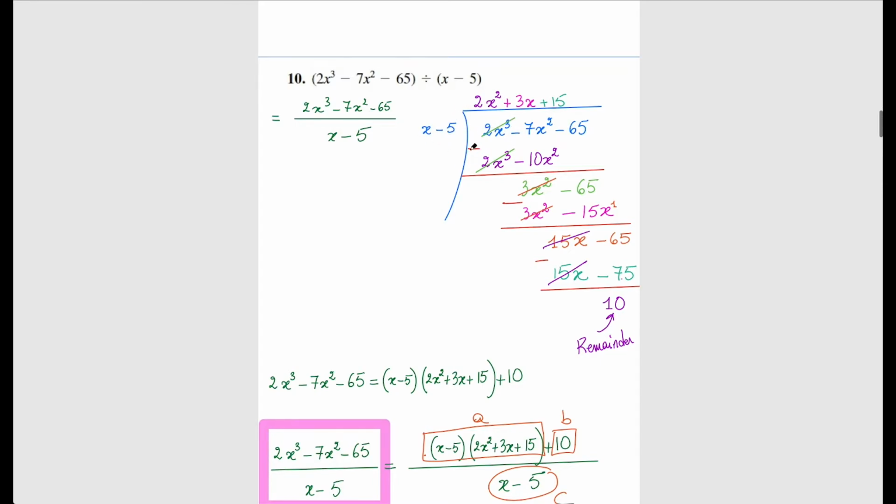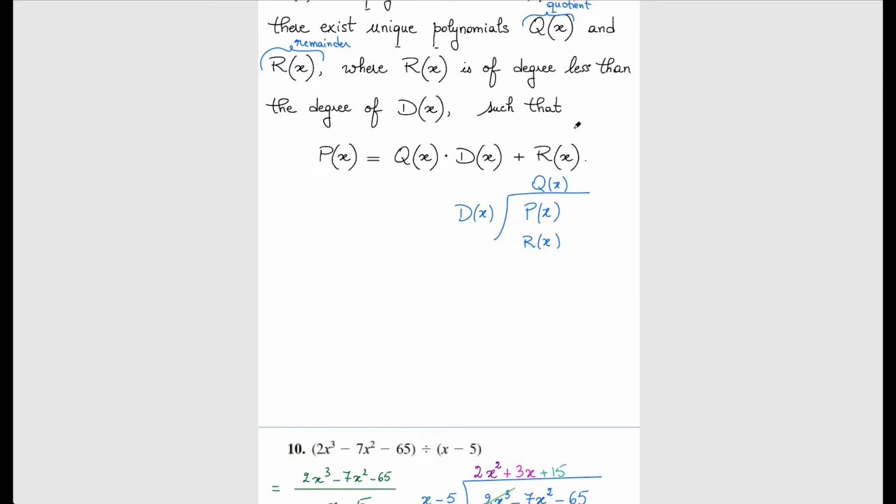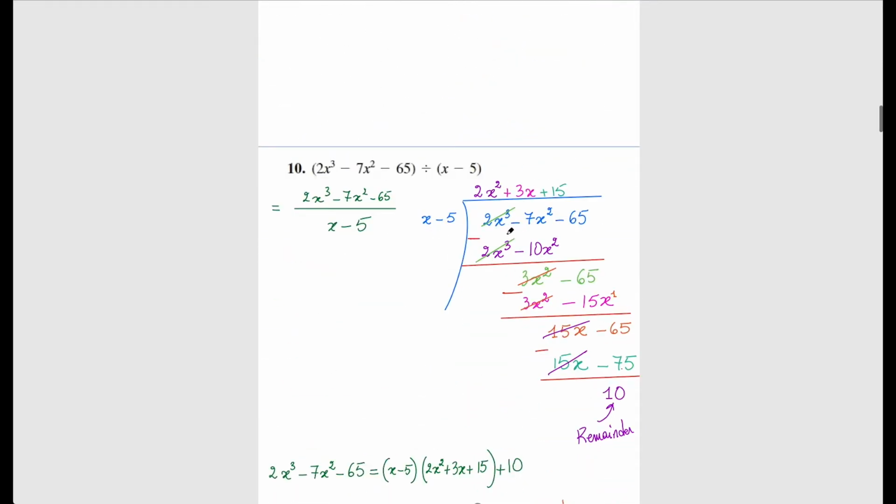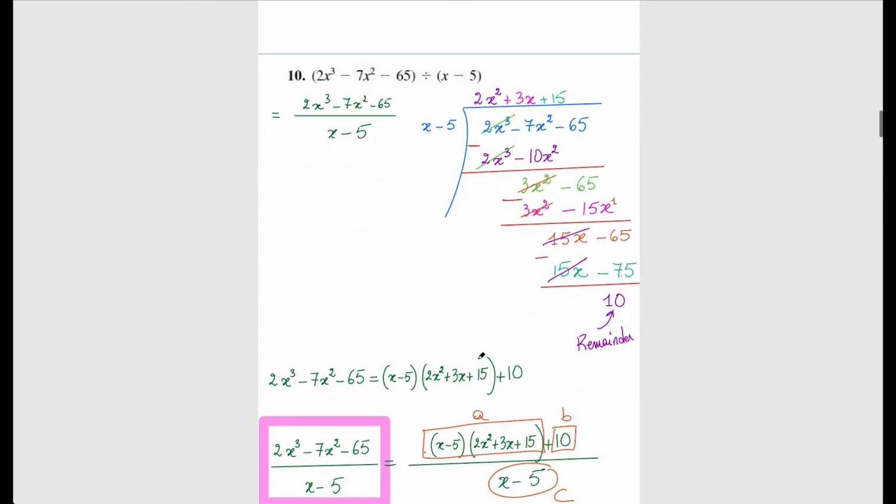And we start asking ourselves, what should you multiply the first term in the divisor by to get the first term in the dividend, and so on and so forth. We keep playing it over and over until I get to a stage where the remainder is of degree smaller than the degree of the divisor, right? By the division algorithm. And at the end, we write that. So we write that, which means the dividend is equal to the divisor times the quotient plus the remainder.